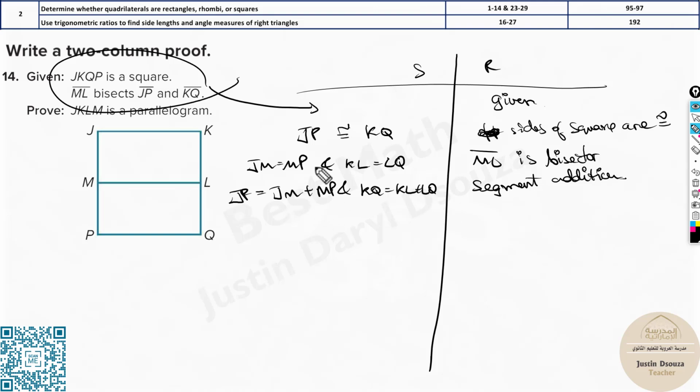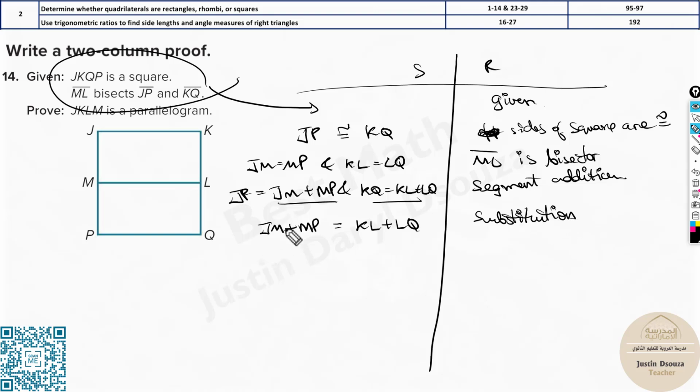What next? Let's substitute JM and MP over here. What I'm trying to say is, JP is equal to KQ, right? Let's substitute these two in the first thing. So it's JM plus MP is equal to KL plus LQ. It's like the first problem which we proved. It's easy to get confused, at times even I get confused. It's just substitution.